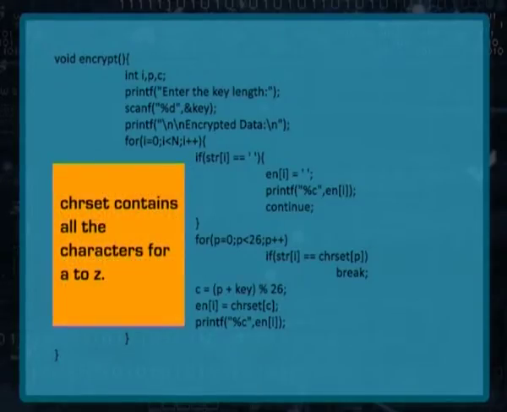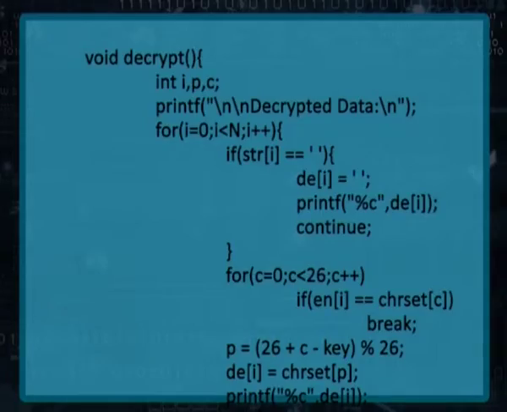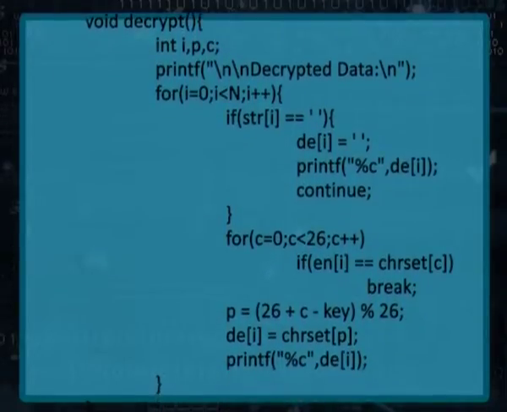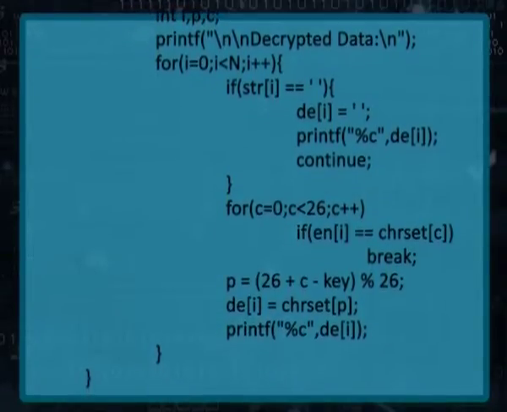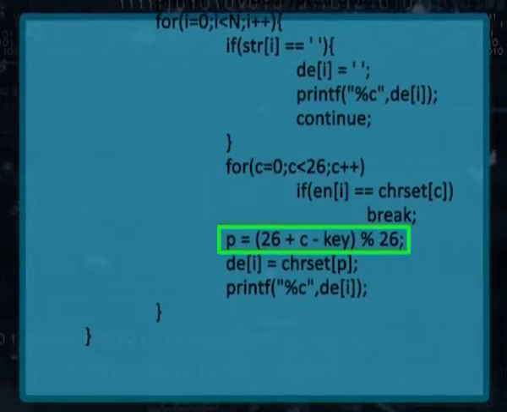Now, chr set, that is char set, contains all the characters from A to Z. C equals (P plus key) modulus 26 is used to encrypt the plain text. So, this is the main function to encrypt the plain text into the ciphertext. Now, let us have a look at the decryption function also, that is used to obtain plain text from the ciphertext. In encryption we converted the plain text into the ciphertext, and in decryption we will obtain the plain text from the ciphertext. Here P is equal to (26 plus C minus key) modulus 26.